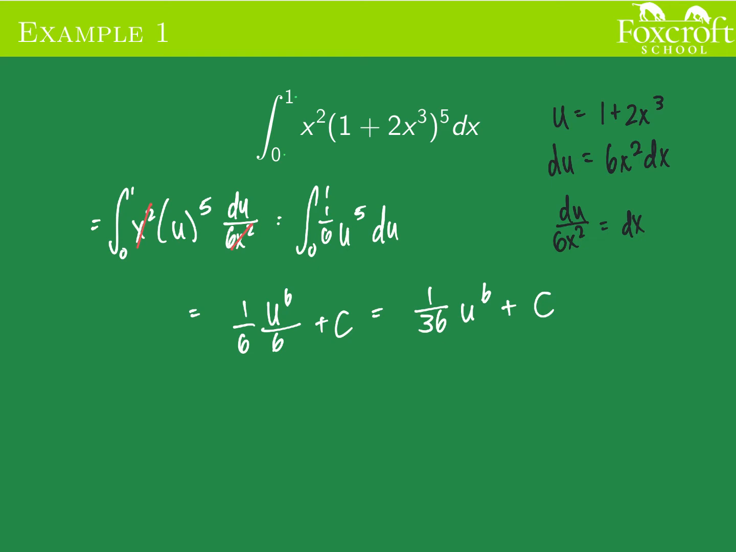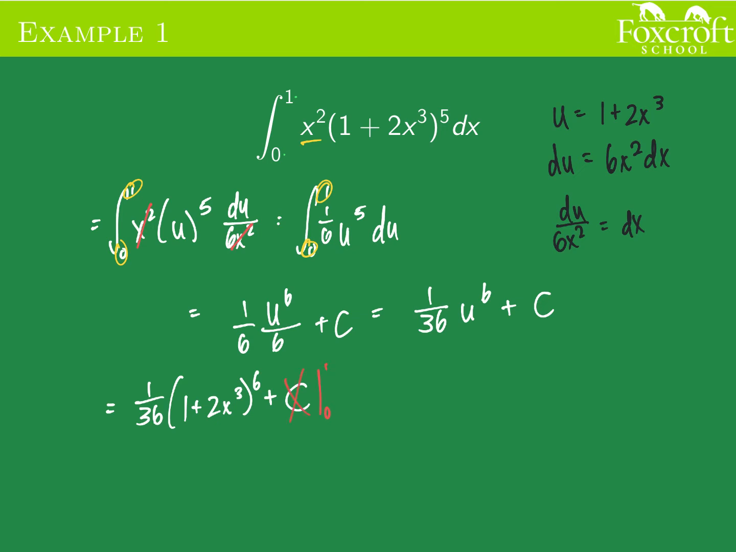And here's where these numbers that are right here weren't right. We can't take the 1 and the 0 and plug it into here because these 1 and the 0 relate to our x, not our u. So now we have to undo our substitution. 1 plus 2x cubed to the 6th. So this is our antiderivative of the original function we're working with, and we know using the fundamental theorem, now we can take this and evaluate it at 0 and 1.